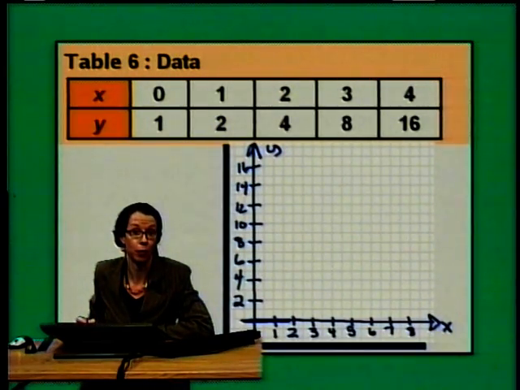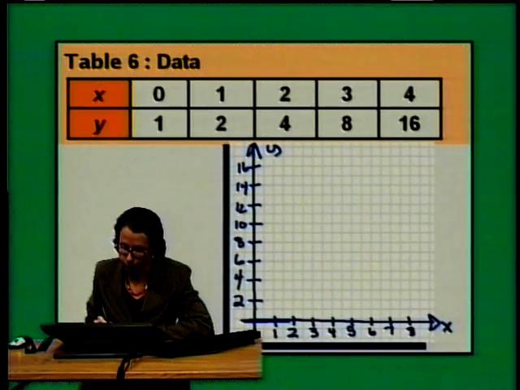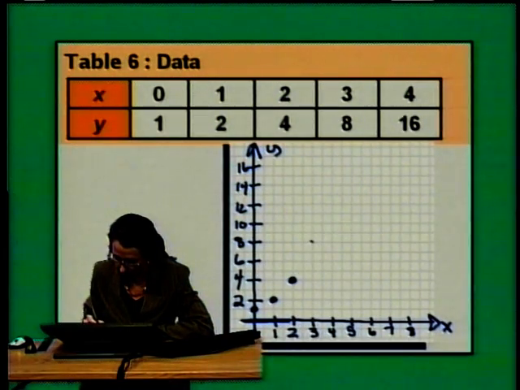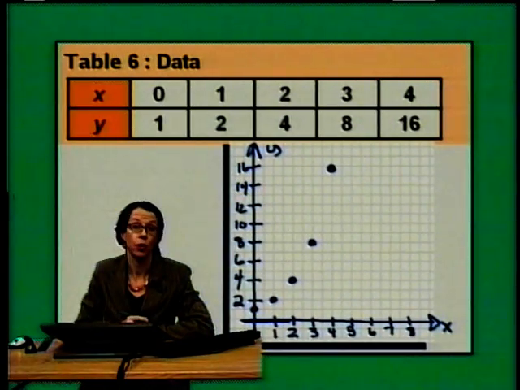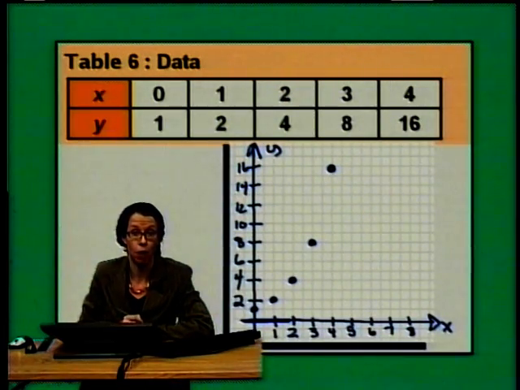And now let me plot some points. First point in the table is the point (0, 1). (1, 2), (2, 4), (3, 8), and finally (4, 16). So you can see that these points do not lie on a common line. So this data is definitely not linear.